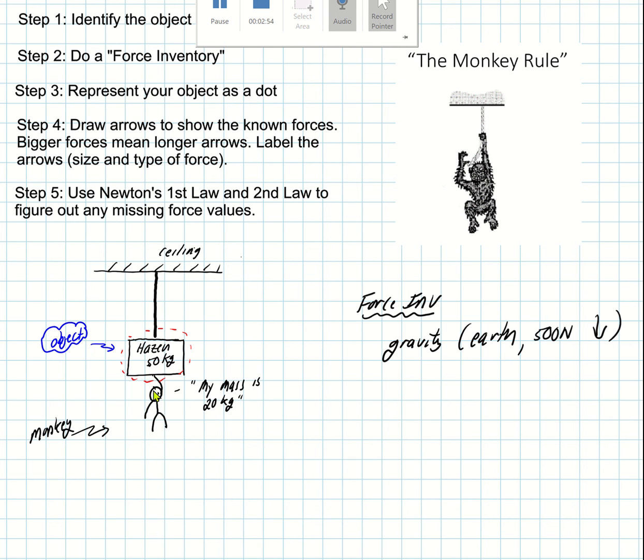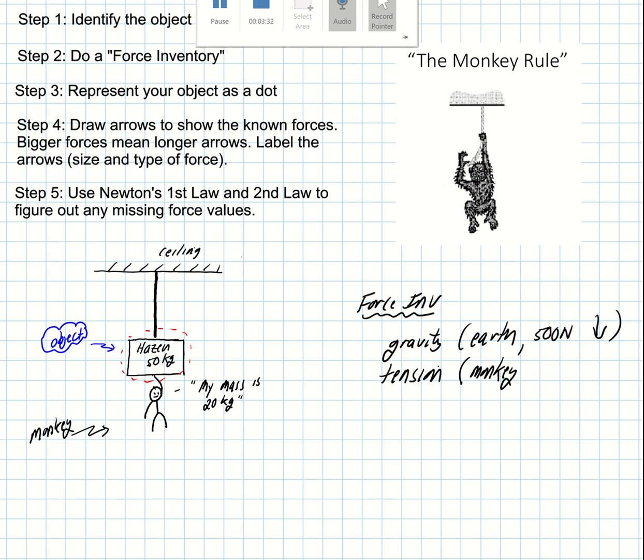All right, let's do the monkey. So the monkey is pulling down. We have a name for pulling forces, and that name is tension. So the monkey is exerting a tension force on the box. Now, how big is that force? Now we're going to use the monkey rule. It's basically similar to the elephant rule, except it's for things that are hanging from your object. The elephant rule was for when things are sitting on top of your object. The monkey rule is when something is hanging from your object, but it's kind of the same idea.